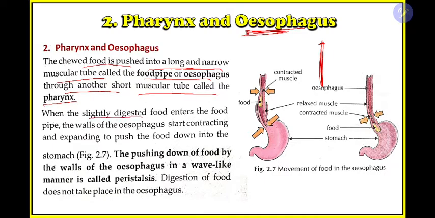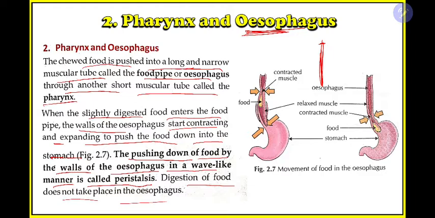When the slightly digested food enters the food pipe, the wall of the esophagus starts contracting and expanding to push the food down into the stomach. The pushing down of food by the wall of the esophagus in a wave-like manner is called peristalsis, or peristaltic movement. Digestion of food does not take place in the esophagus.